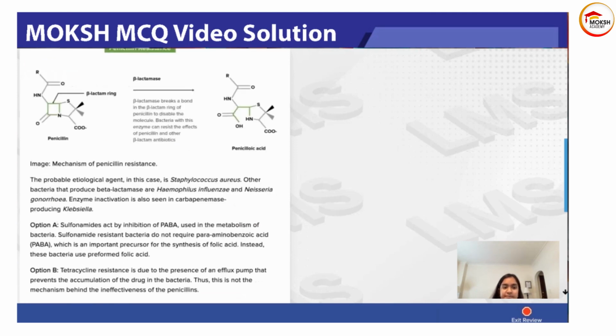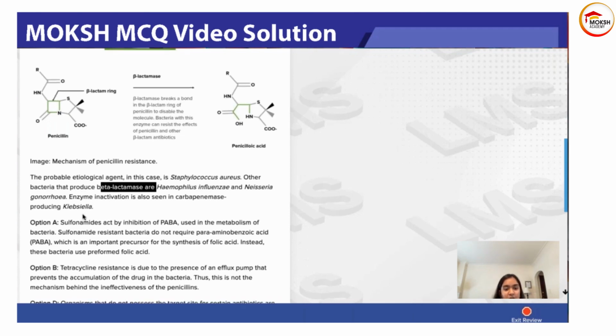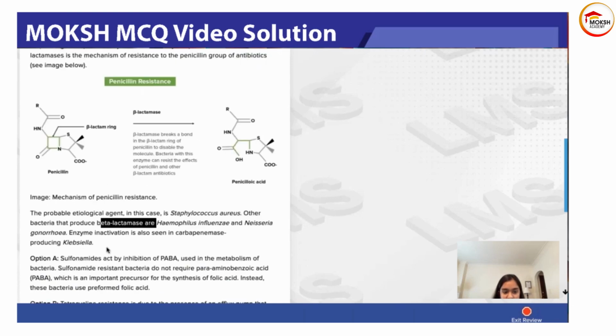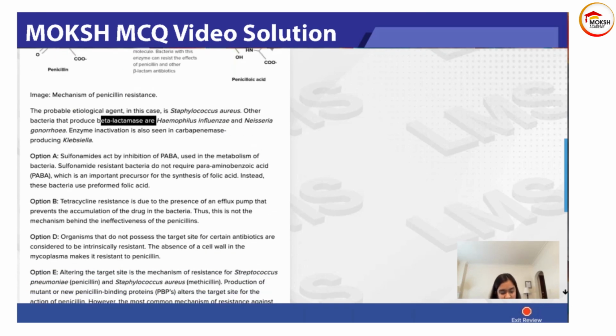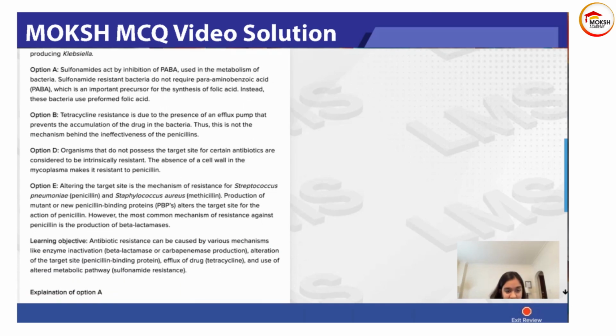The probable etiologic agent in this case is Staph aureus. Other bacteria that can produce beta-lactamases are H. influenzae and Neisseria. Enzyme inactivation can also be seen with carbapenemase-producing Klebsiella. So this is very important to remember, along with the mechanisms of resistance of other antibiotics. This is very high yield.